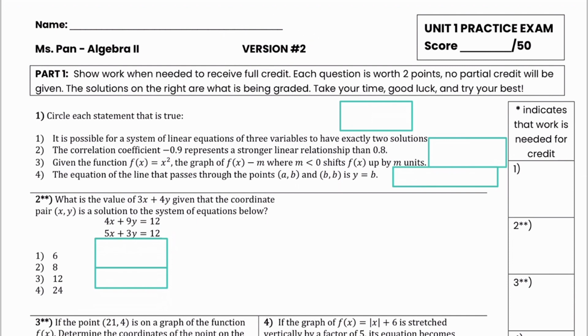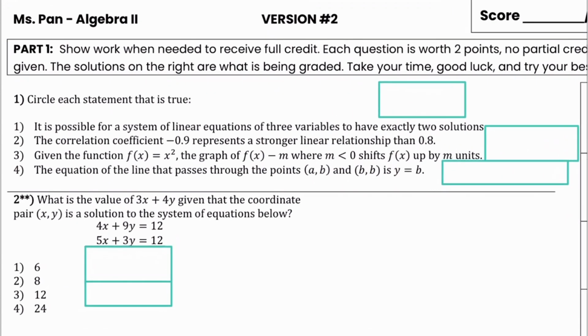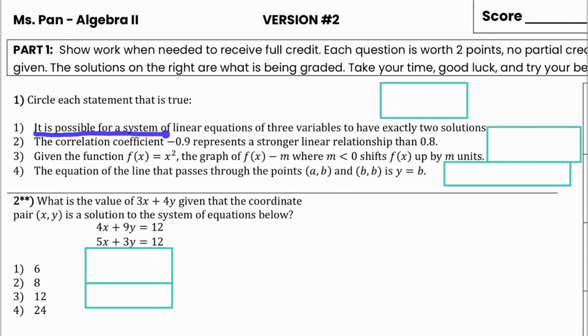So looking at number 1, the classic true false. It's either you get all or nothing. So in number 1 we got: it is possible for a system of linear equations of 3 variables to have exactly 2 solutions. So what does that even entail?